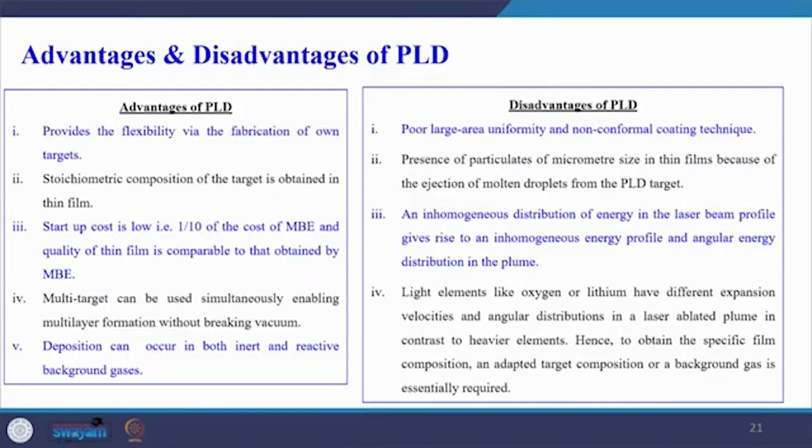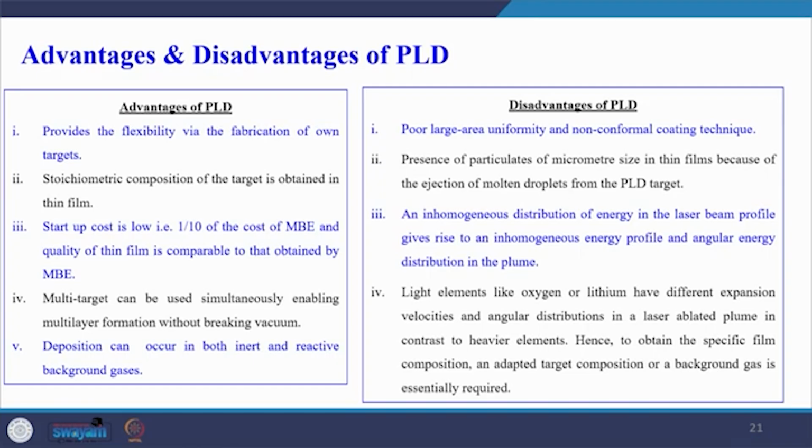Another thing is that, like in sputtering, in some cases you need a conducting target, but here you can deposit with an insulating, conducting, or any kind of target. So all these things are very useful. Another thing is that the deposition time is relatively low, and it can deposit both in the presence of reactive and inert gases.